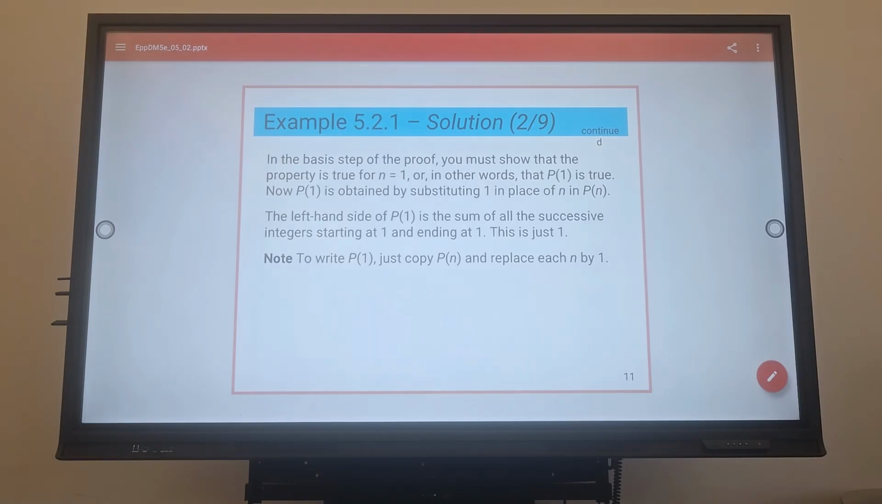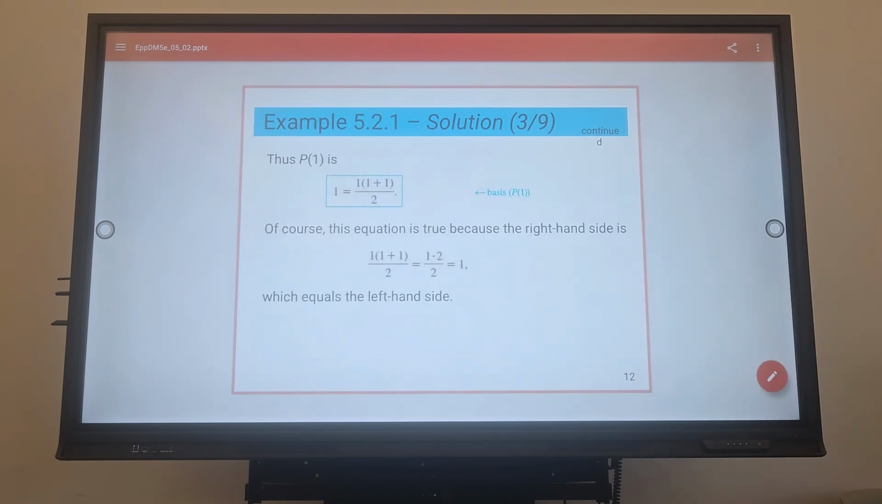So just to write P of 1, just copy P of n and replace each n by 1. Thus, P of 1 is 1 equals 1 times (1 plus 1) all over 2. Of course, this equation is true because the right-hand side is 1, equals 1 as well.